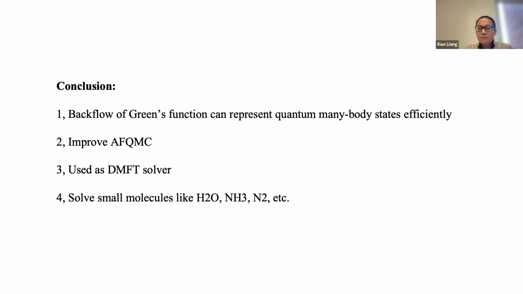In conclusion, the backflow correction for the one-body Green's function is a highly efficient and representative method for representing quantum many-body states. It can be used to seriously investigate the Fermi-Hubbard model with or without next nearest neighbor hopping terms. It can also be used to improve current state-of-the-art methods like auxiliary field quantum Monte Carlo. It can also be used as the solver in dynamical mean field calculations. Furthermore, it can also be used to solve small molecules.